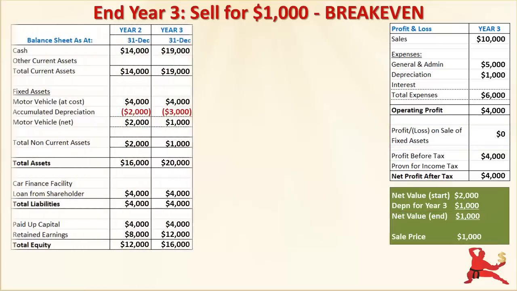Here's what the balance sheet would look like just before the car is sold. The car has a net book value of $1,000. When the sale happens, a whole bunch of accounting entries is passed. These entries result in every balance sheet line relating to the car becoming zero. The car is no longer part of the business assets. It's been turned into $1,000 of cash even if you didn't make a profit on it.